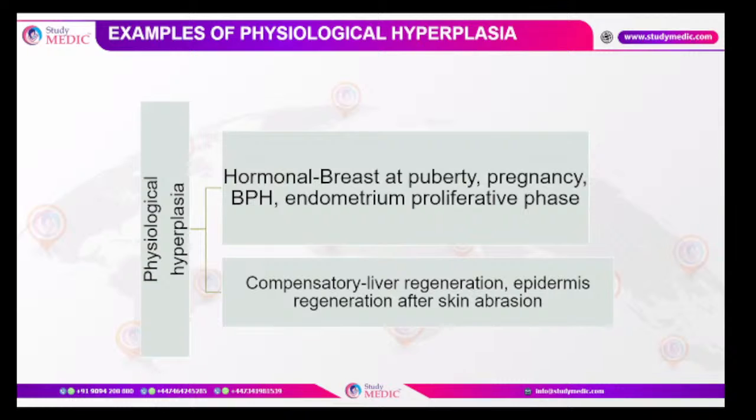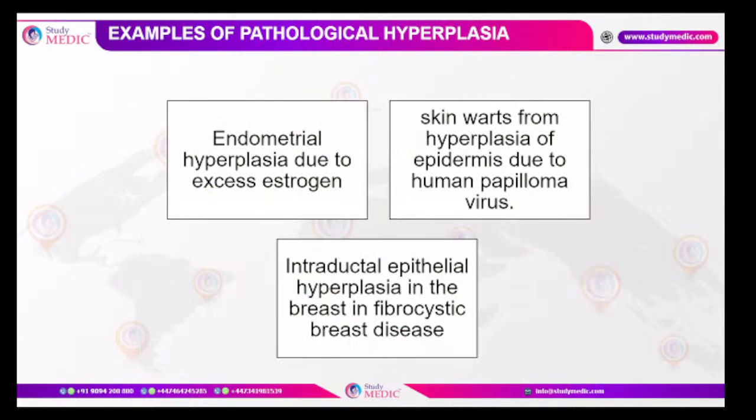So the physiological hyperplasia, which we can see is under the influence of hormones, like the increase in the size of the breast, which occurs in puberty as well as during pregnancy, the benign prostatic hyperplasia, and also the endometrium during the proliferative phase. We can see the compensatory hyperplasia, which occurs in case of liver regeneration or epidermis regeneration after skin abrasion. These are a few examples of physiological hyperplasia.